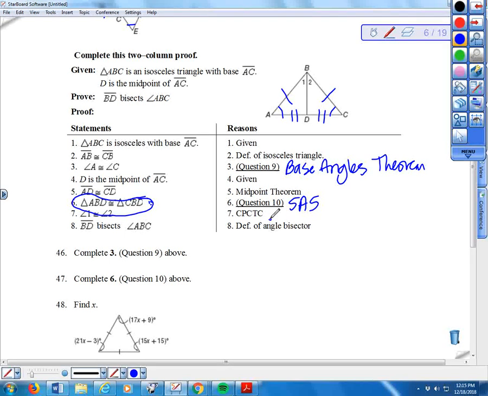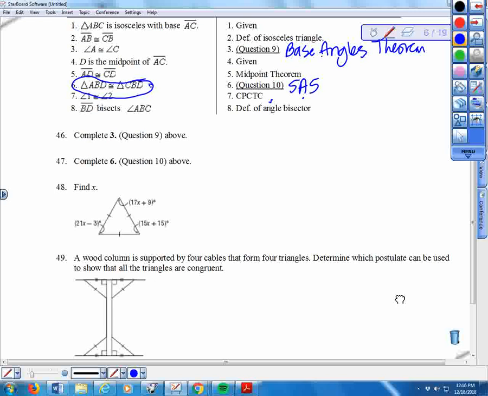And then they finish the proof. They're just trying to prove that this is an angle bisector, and they did that by proving those two triangles were congruent, and then using CPCTC to prove this angle and this angle are equal. The only parts we had to fill in were the base angles theorem and the reason those two triangles were congruent. And that comes in here and here.